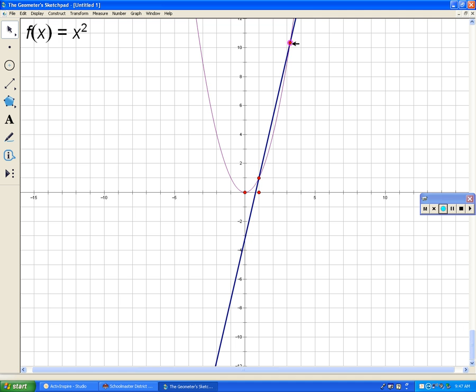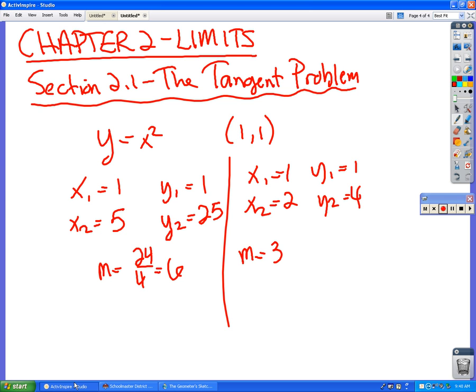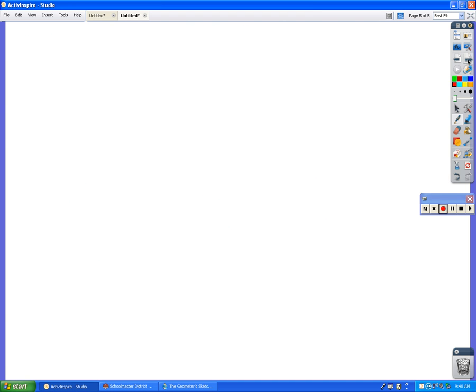So now we're moving this point a little bit closer. So we were at 3, okay? So now my tangent line or my secant line looks like that. All right, let's keep going. So x1 and y1 still stay the same. Now we want to get closer. How can you get closer than 2? Impossible. Oh yeah, decimals. Okay, so let's go 1.5.